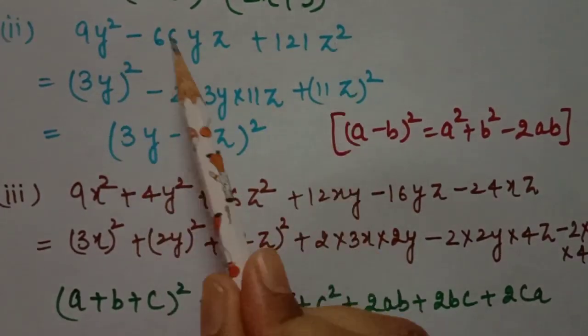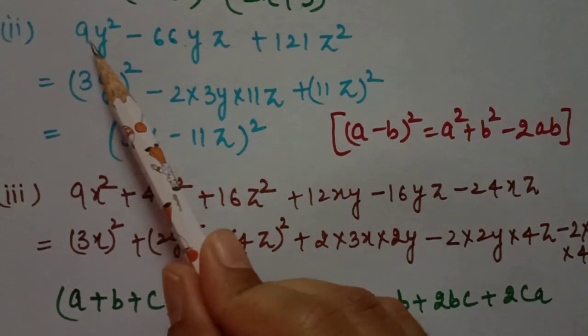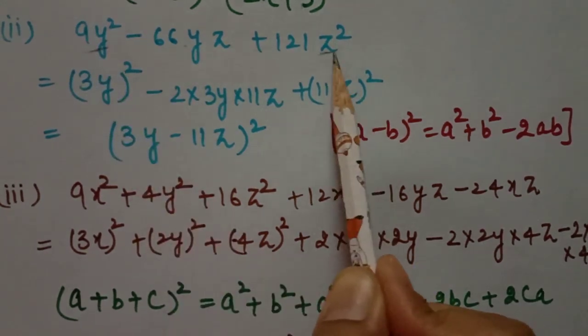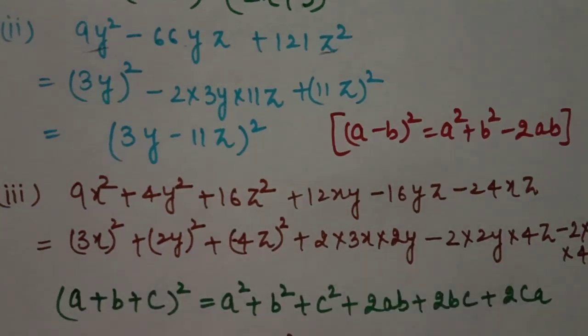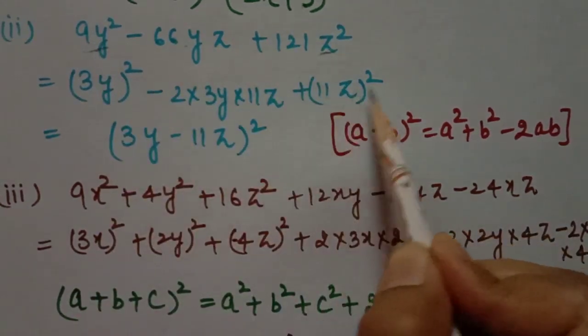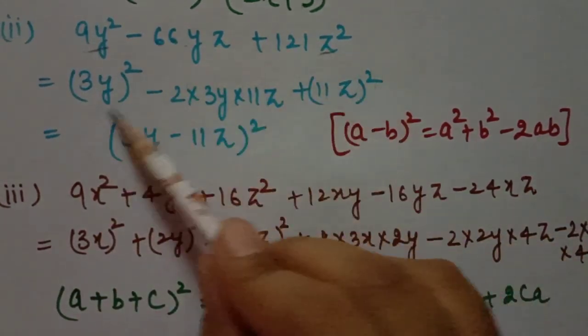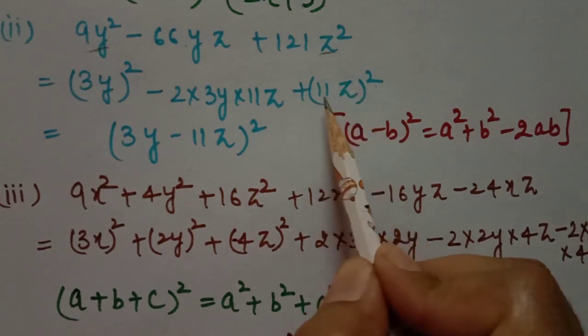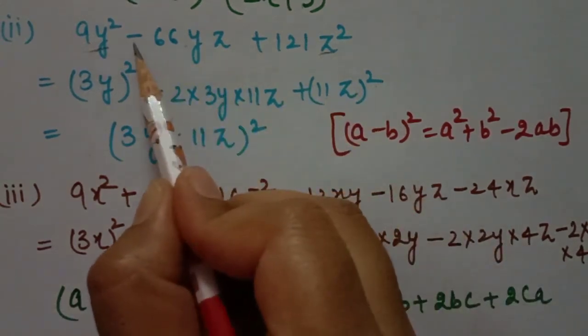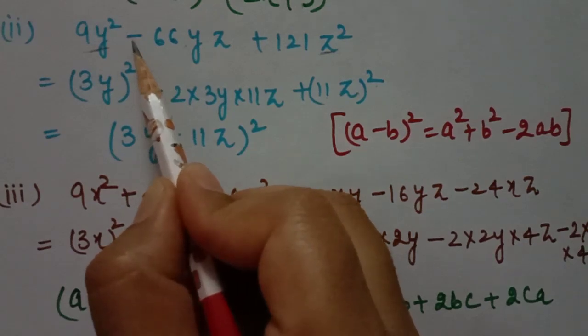Second part is this. We have to factorize. So it is clearly visible that one square is there and another square is there. It means some whole square identity is there. So we have to try to solve it. It is 3y whole square. It is 11z whole square. If we are correct, then it may be a plus b whole square or a minus b whole square. Because of this negative sign, it is clear that it is a minus b whole square.